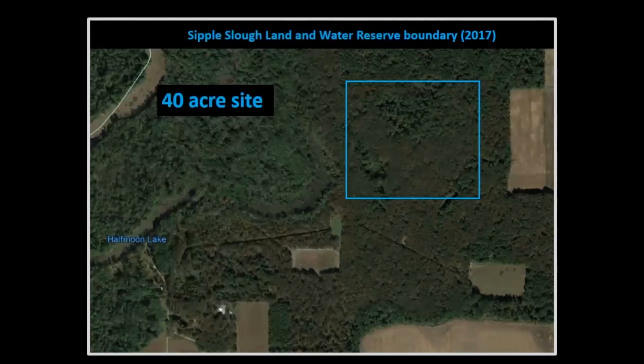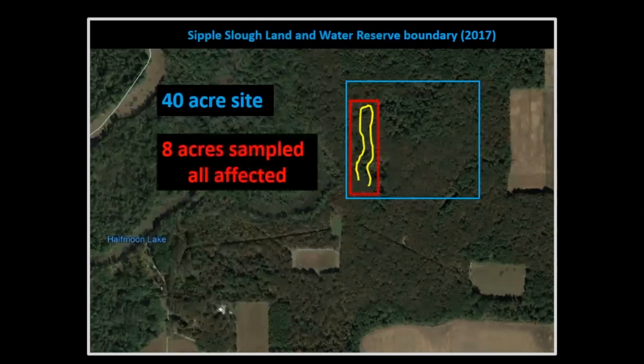Here's a 40-acre land and water reserve that was monitored in 2017. It's called Sipple Slough Land and Water Reserve. The monitoring that occurred sort of looked like this. This was 2 people walking parallel up and down through a portion of this site. The area that was monitored was actually 8 acres, and I can tell you that all 8 acres showed indicative symptoms in the trees in this location.